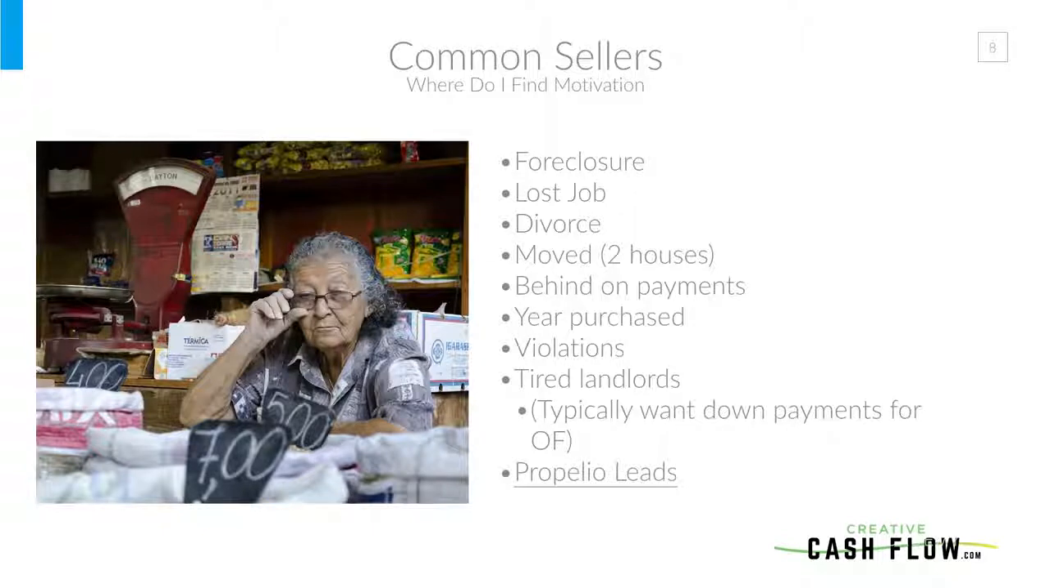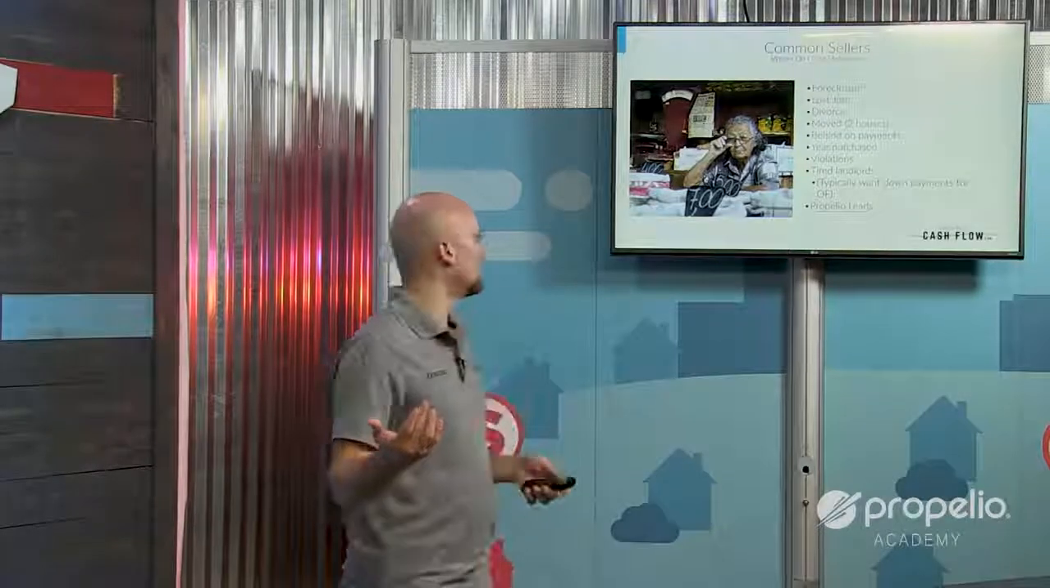Divorces. People who have moved. Somebody that has two homes and is currently making a payment on two different houses, especially if their other house is far away, maybe in another city or even another state. If they're making payments on two houses, it's a great one, because it's like, look, you can't afford to keep both of these houses at the same time. Let me at least take this stress off of you.